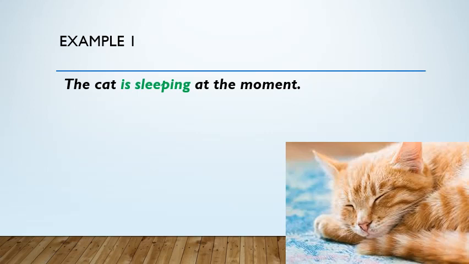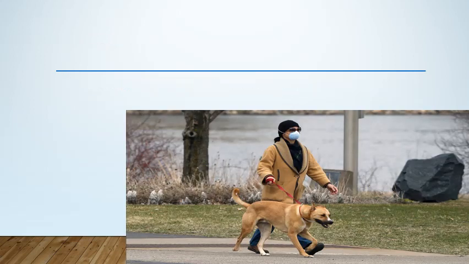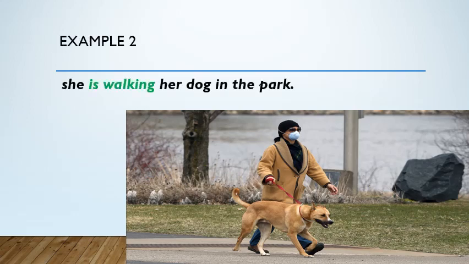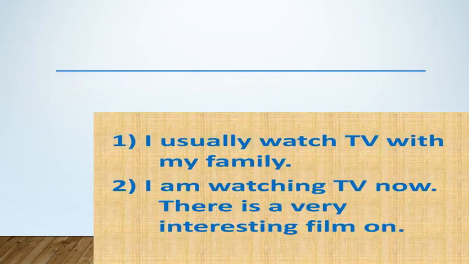Let's see some examples. So here, example number one, the cat is sleeping at the moment. As you may see here, the words in green are is sleeping, the verb in the present continuous. The cat is sleeping at the moment. So what is the cat doing? The cat is sleeping at the moment. What is this lady doing? So this lady is, of course, walking her dog in the park. So as we are speaking right now, somebody is walking their dog in the park.